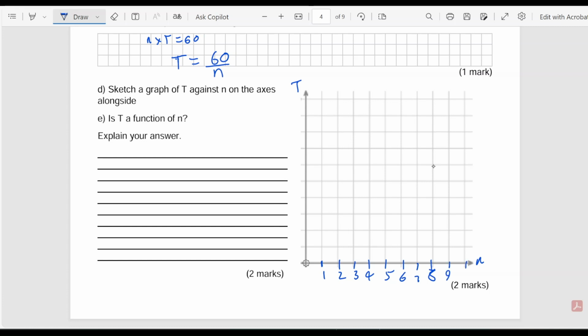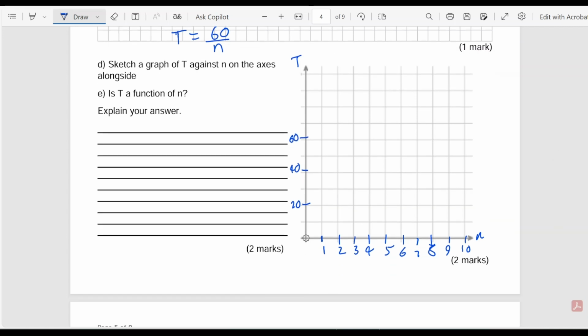You don't need to label every number, you can skip a few. For example, if I do this, I might go 20, 40, 60. You don't have to label every single interval. We knew that at 1 it was 60. We also knew that at 2 it was 30, and at 3 it was 20, and at 4 it was 15, and then at 5 it was 12. So we're following this sort of shape.